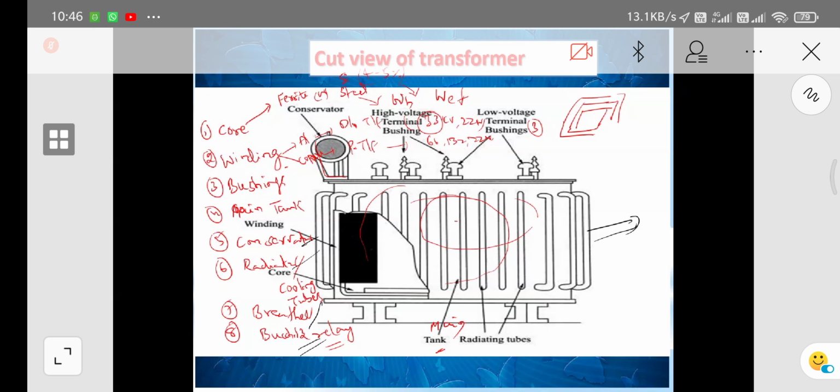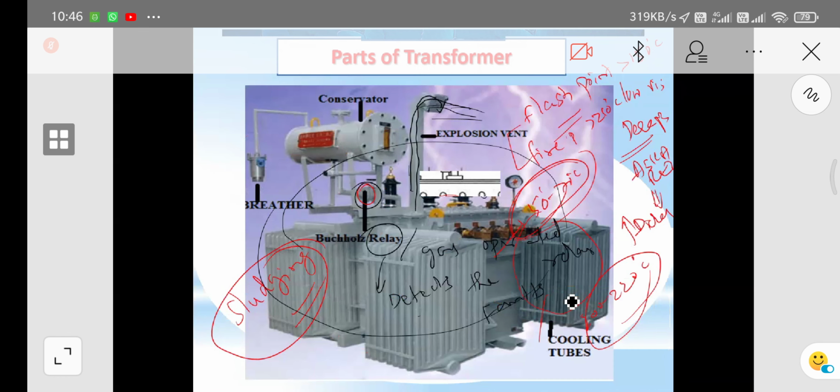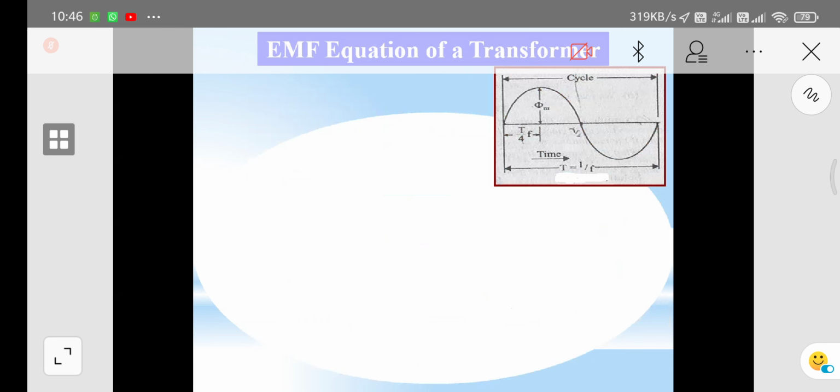Okay. What about the Buchholz relay? The Buchholz relay is used to protect the internal parts. So the next concept is the EMF equation of a transformer.